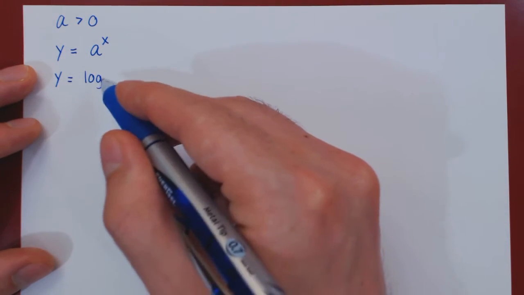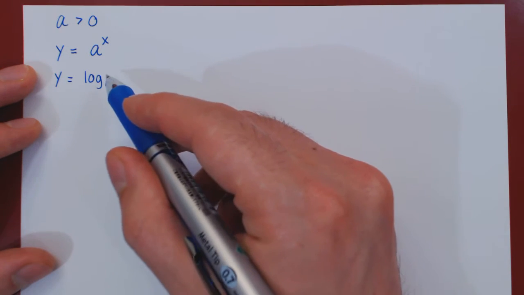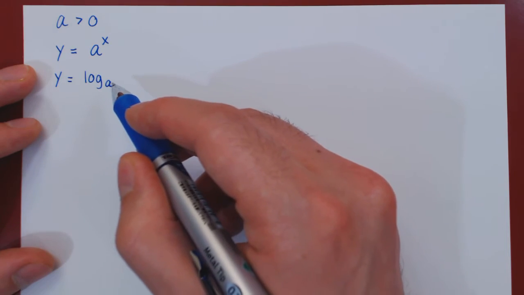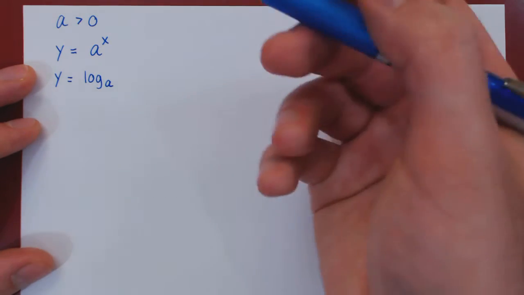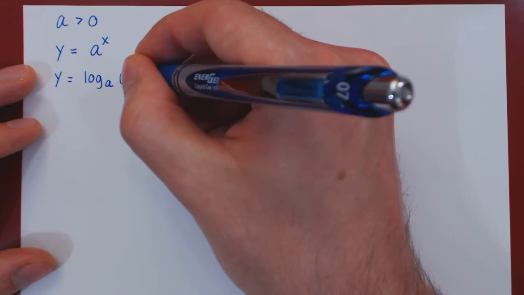And we write this as log subscript a for specifying that the base is a. So this means the inverse function of the exponential function base a. And of course, we have a function of x. So it's log base a of x.